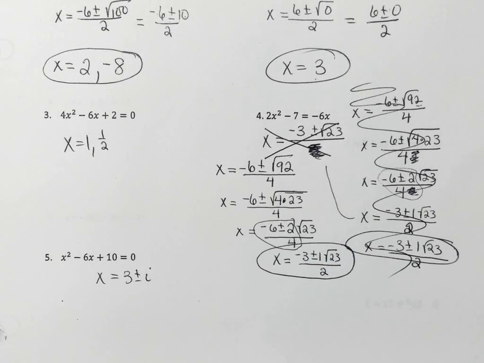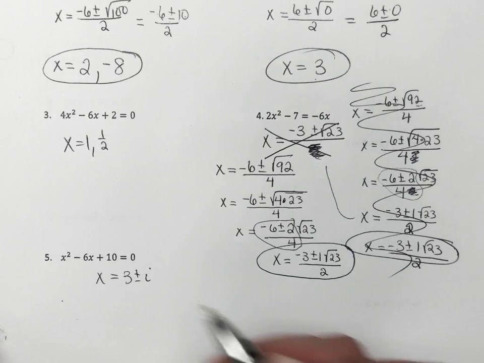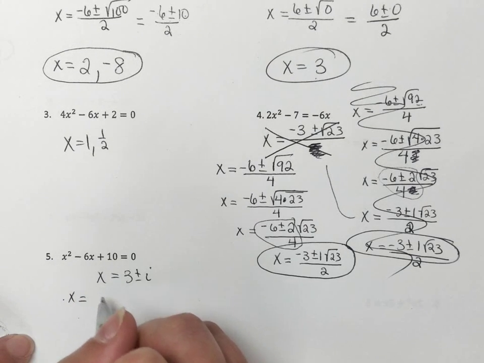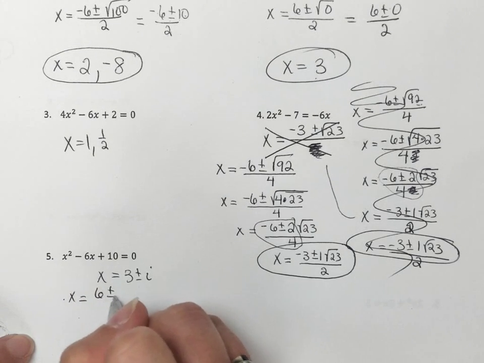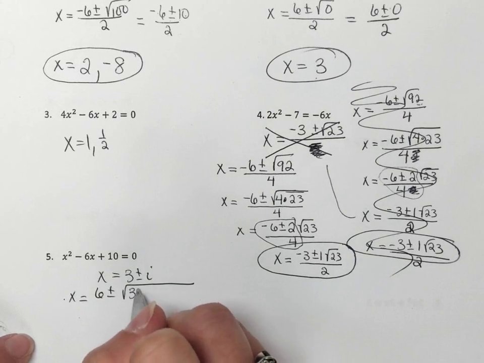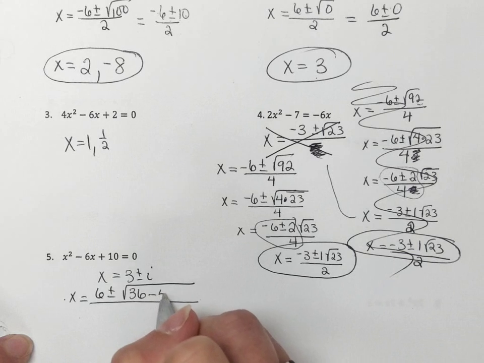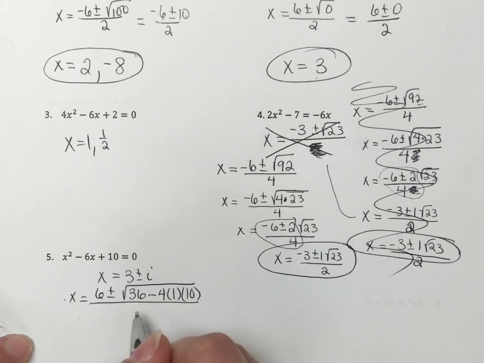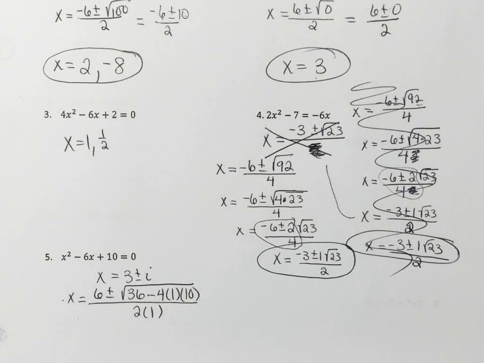Here we go. Yay. Do we need to go over 5? Yes. Okay. So I have negative b would be positive b over plus or minus square root. 6 squared is 36 minus 4 times 1 times 10 over 2 times a would be 2 times 1.